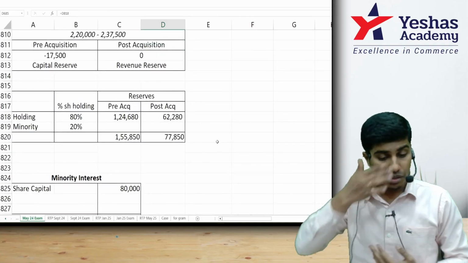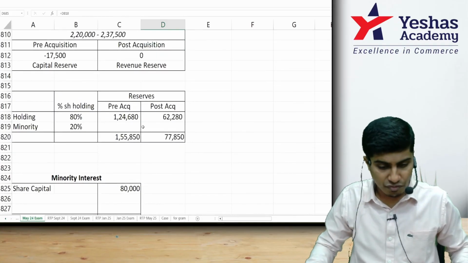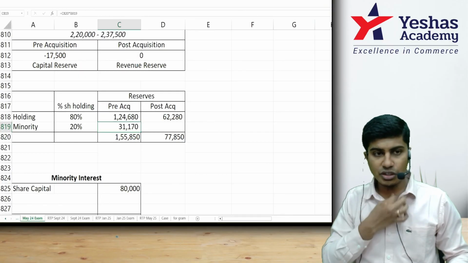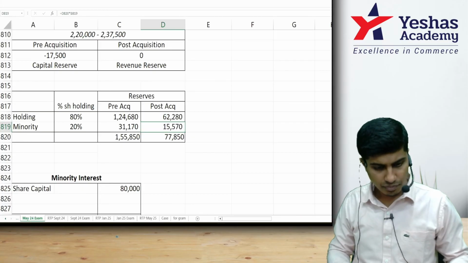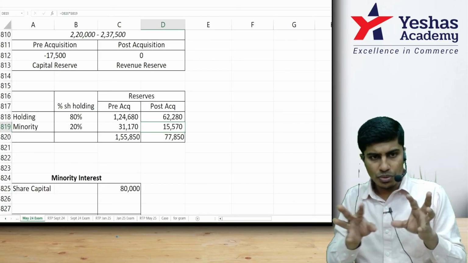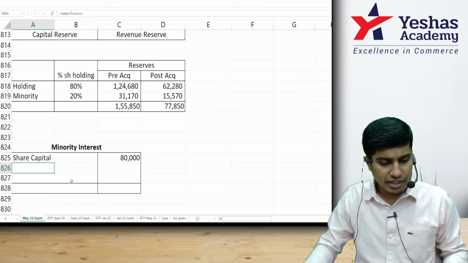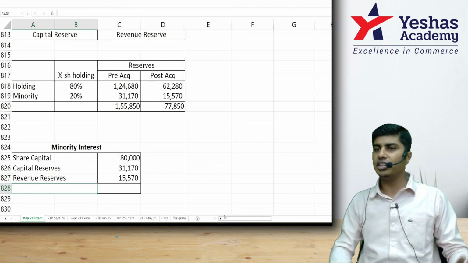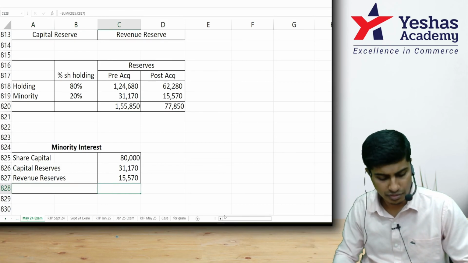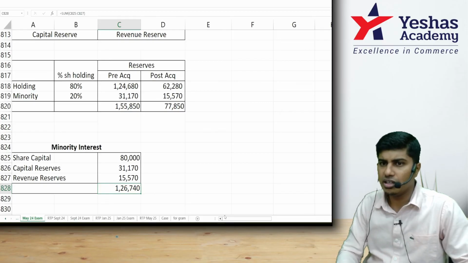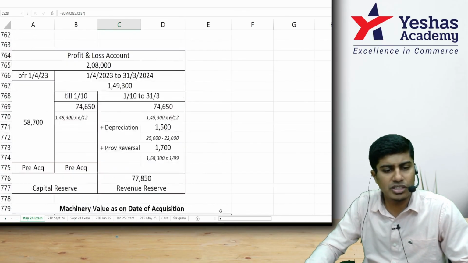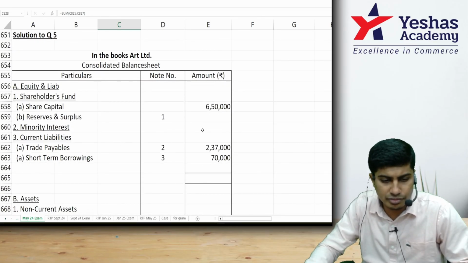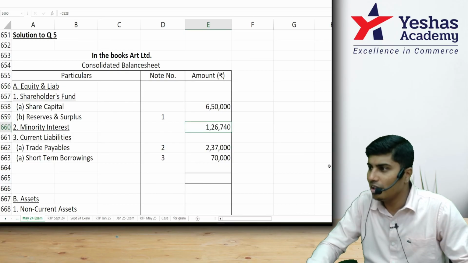Identify minority share. 20% of 1,55,850, 20% of 77,850. 31,170 and 15,570. Write them to minority interest. I would write here capital reserves 31,170, revenue reserves 15,570. Take total of everything and tell how much is minority interest. 1,26,740. This 1,26,740 will go to consolidated balance sheet after shareholders' fund. Here, positive 126,740. All done.